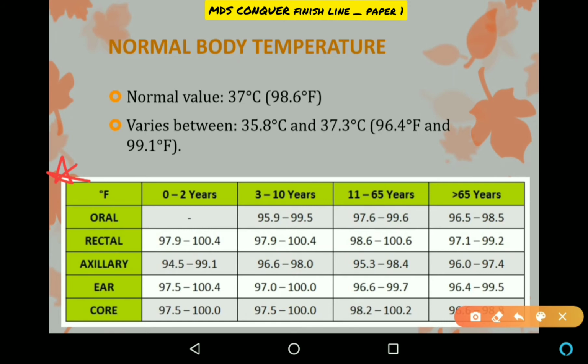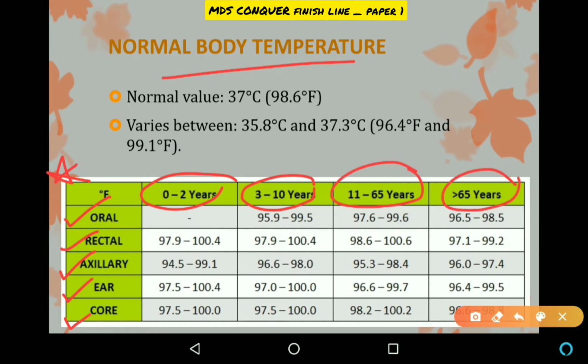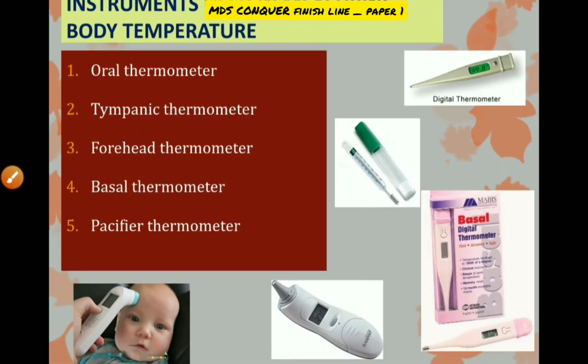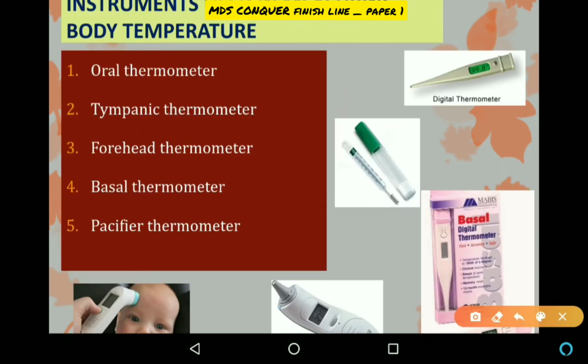It will show the normal body temperature: oral, rectal, axillary, ear and core temperature, and this is the age, and this is the range of temperature. So this table is important for you. Then coming to the instruments used for body temperature: oral thermometer, tympanic, forehead, basal and pacifier thermometer. These are all the types of thermometers used for measuring the body temperature.